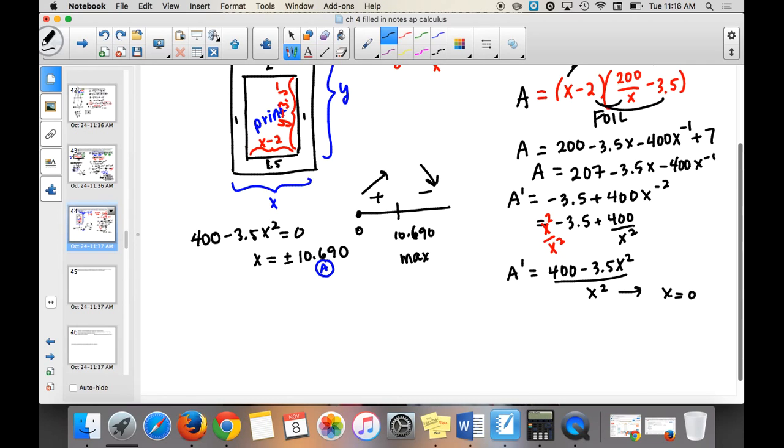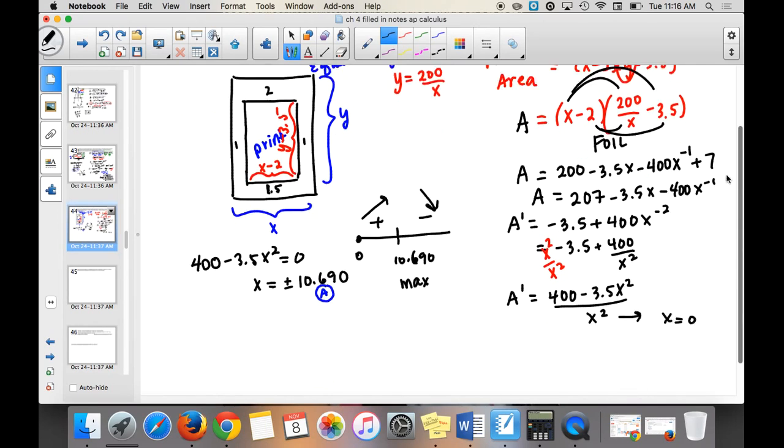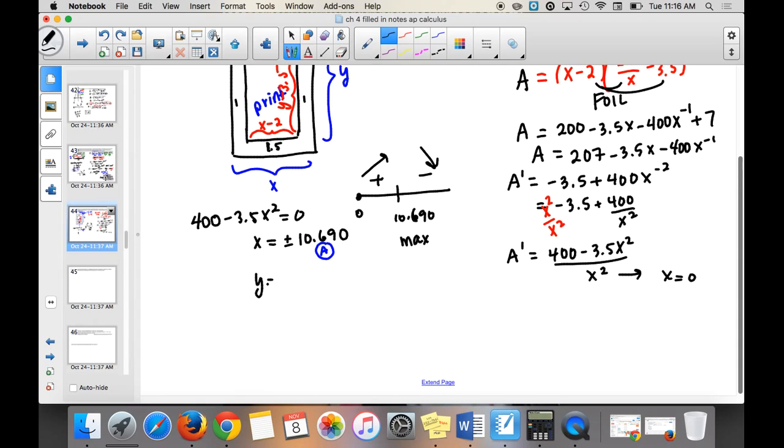Okay. All right, so what was the question? What did it ask for? What dimensions? So we have our x. So then go back in and find y. Y was equal to, what was it, 200 over x? So 200 over the 10.690, which we have stored. 18.708, exactly. So your dimensions were 10.690 inches by 18.708 inches. So I'm using the inches mark. That's not second derivative or anything. Right. Okay, make sense?